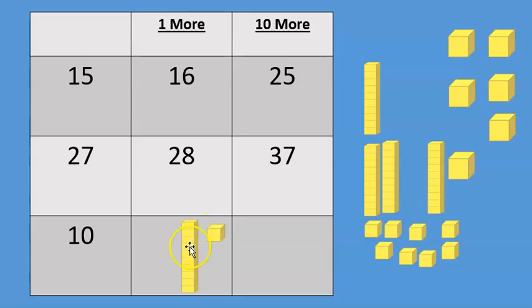Count with me. 10, 11. Let's count again. 10, 11. So that's going to be your answer here. 11. Let's count it again. 10, 11. Because remember, this represents just a ones block here. A ones cube. 10, 11. So your answer here is going to be 11.